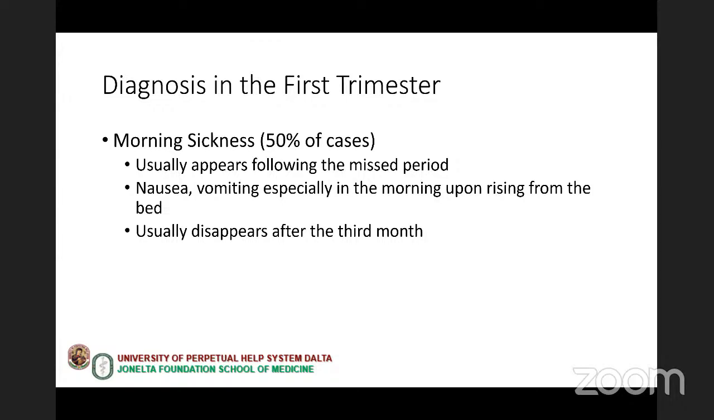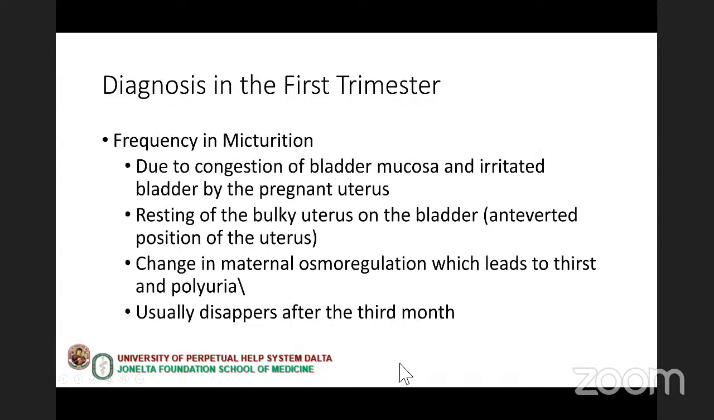weeks, because this corresponds to your plateauing and eventual decline of your beta HCG, which is responsible for your morning sickness. Okay. What else happens? So the frequency in micturition occurs. So you go to the bathroom more often. So this is due to the congestion of bladder mucosa and irritated bladder by your pregnant uterus.